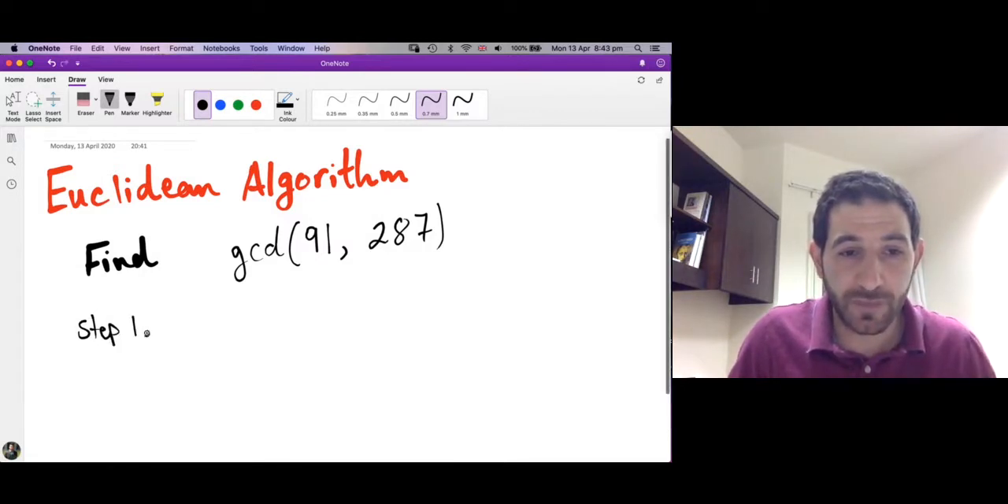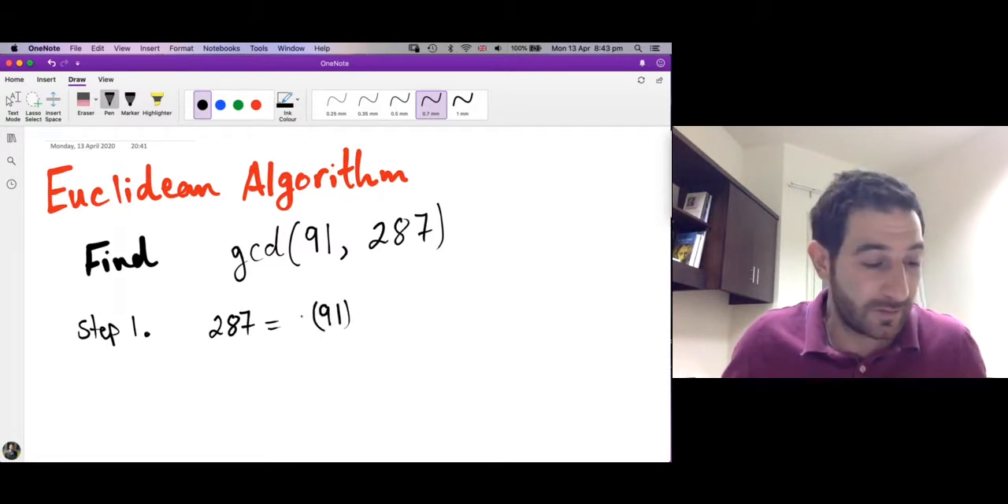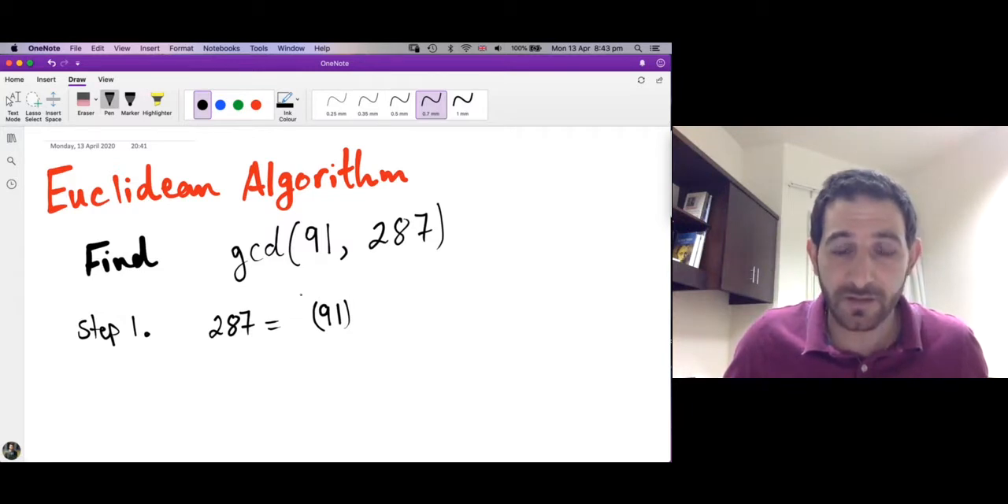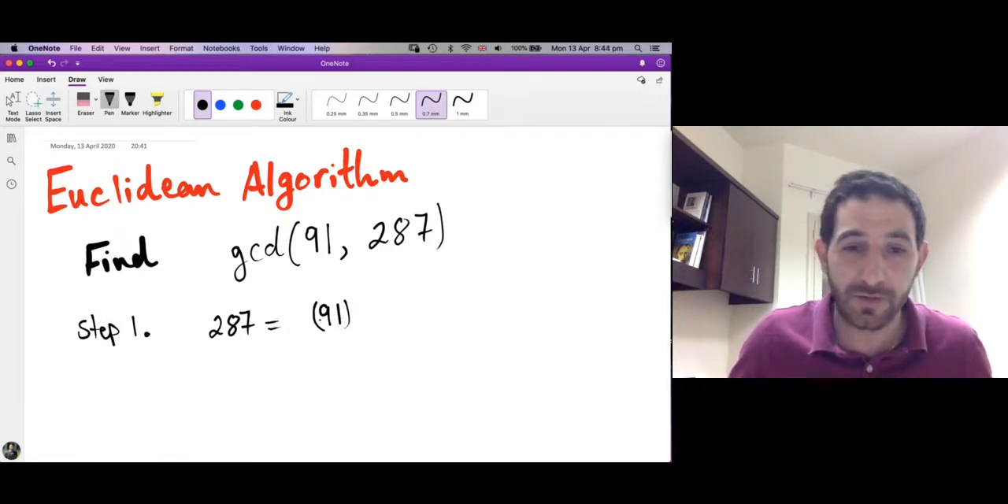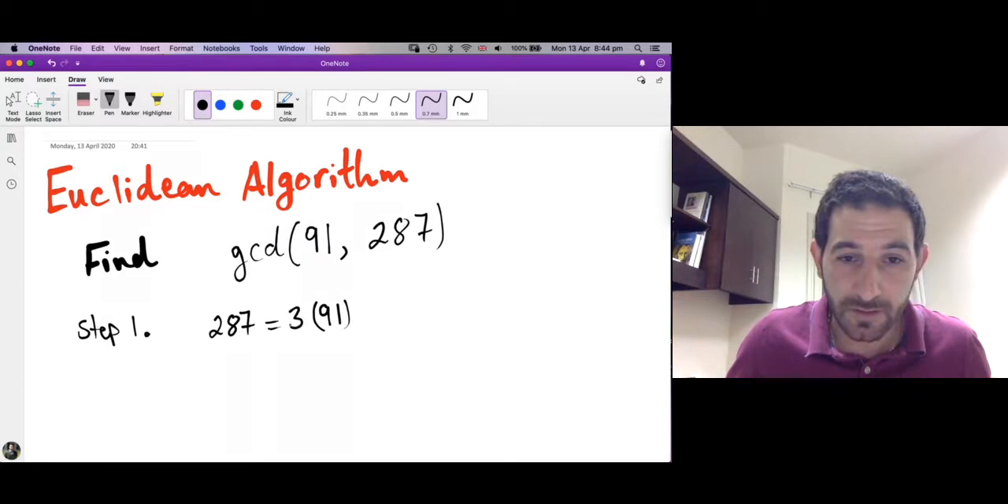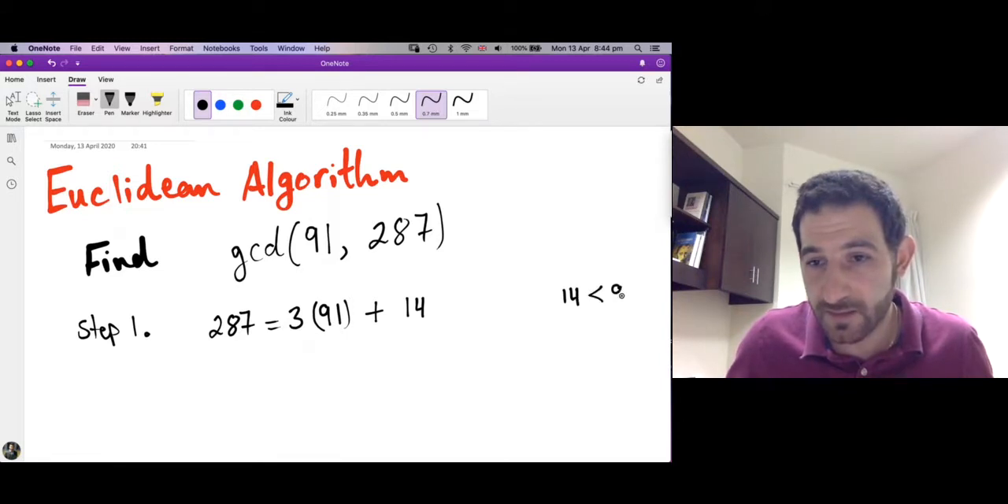Step 1: divide the larger number by the smaller number. So let's divide 287 by 91. Remember, this is using the division algorithm. This means that there are two integers q and r, where r is the remainder, and the remainder is bigger than or equal to 0 and strictly less than 91. So q here will be 3 and the remainder will be 14. Notice that the remainder must be strictly less than 91 and bigger than or equal to 0.